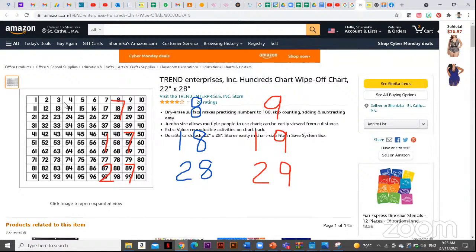Because we're counting in a hundreds chart, we're at 3, 4, 5. So we go up by 1 each time. But when we're going down, what do you notice?